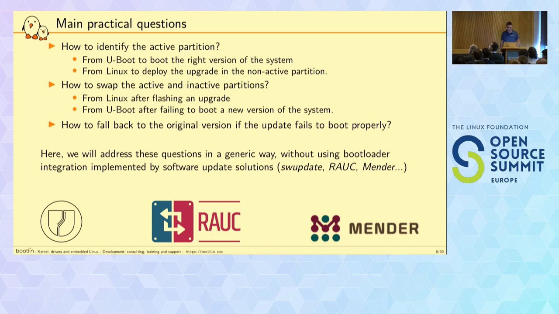So from U-boot first, to boot on the right version of the system, right at boot time, but also from Linux, when the data is meant to be deployed, of course, on the right partition, not the active one, otherwise that would be an issue. And then another question was how to swap the active and inactive partitions from Linux right after an update.